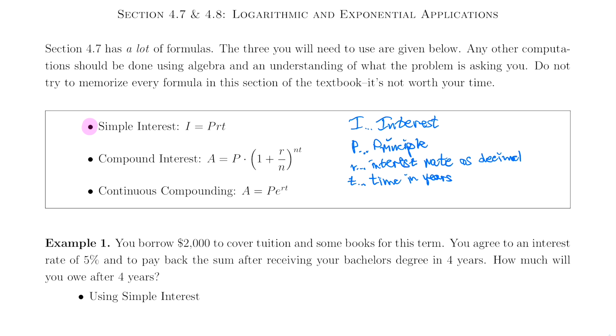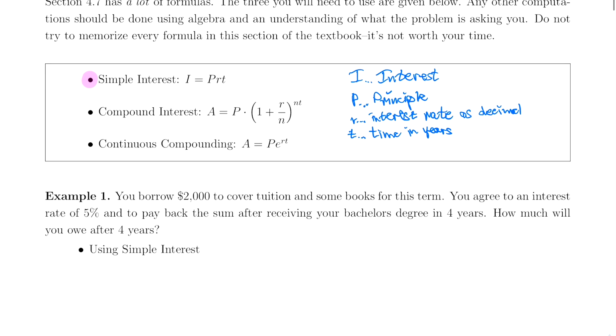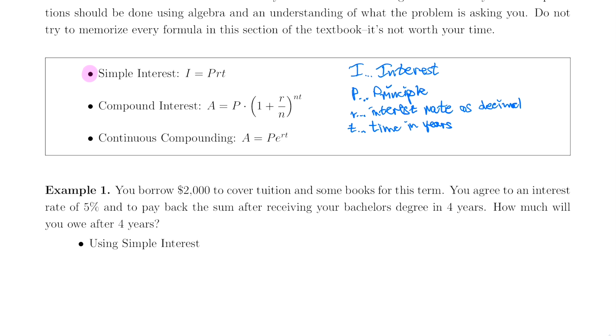Now what we do there basically is look, if you, for instance, in our example 1, let me pull that up a little bit. In example 1, what we will be looking at is that we borrow, in this case, $2,000 to cover tuition and some books maybe for this term, and we agree to an interest rate of 5%, and we say we're paying it back maybe after you've gotten your bachelor's degree in 4 years. And the question is then, how much will we have to pay back in 4 years given the interest?